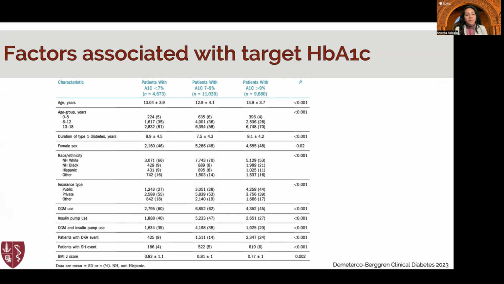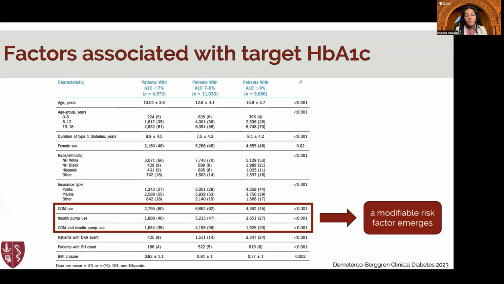And if I go down this table one list, I can tell you that I cannot change how old somebody that I'm working with is. I can't change the duration of their diabetes, nor can I change, nor should I change their race and ethnicity. I have no influence over what insurance, which is a really key indicator in America, both of socioeconomic status, but also of the type of care that you're going to get. But then you come to this CGM use, insulin pump use. Now, as a clinician, that's something that I have influence over.